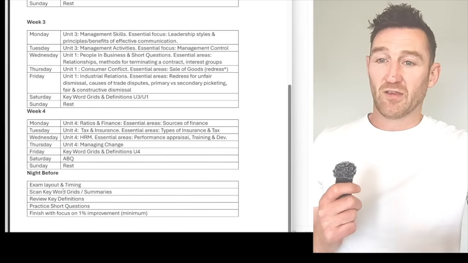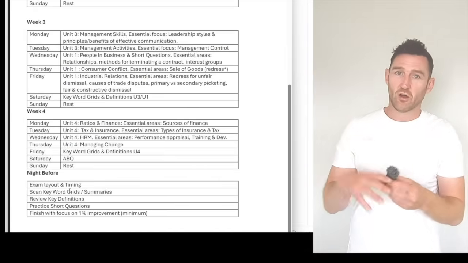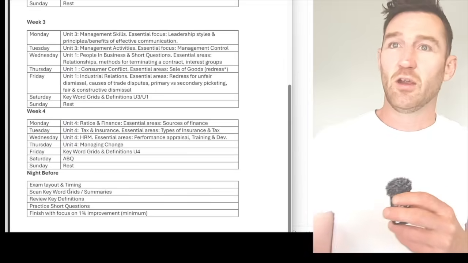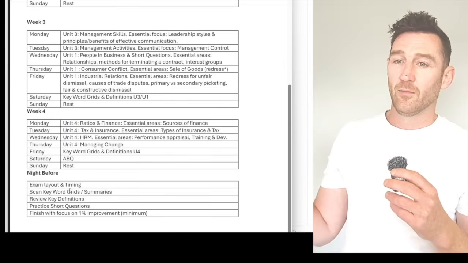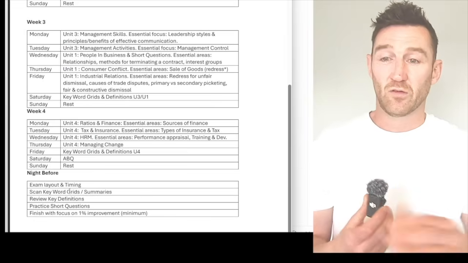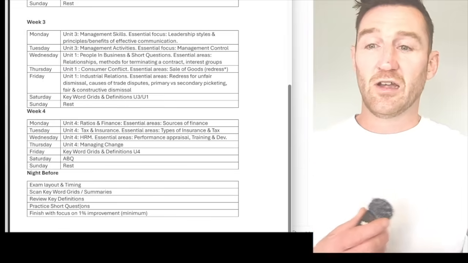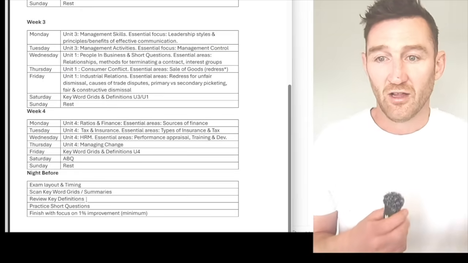What I would do is I would scan through those keyword grids. So the ones that we've just done there, I'd be going through them. I'm doing a high level revision, just going through my keywords, any list of definitions you have, reviewing key definitions, that sort of stuff. So scanning my keyword grids, plugging any last gaps in my knowledge, looking at any summaries that you have, both in terms of your keywords, your headings, and your definitions.